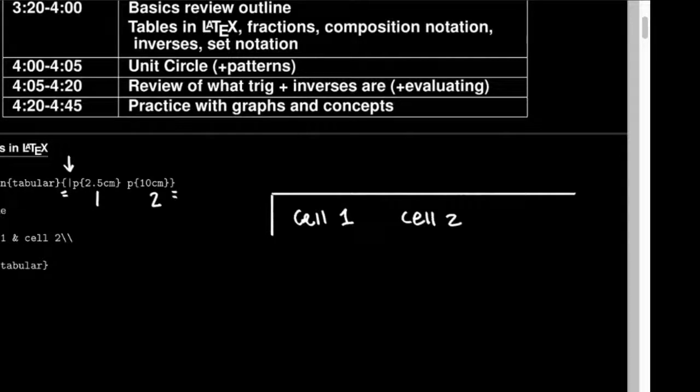So make sure that you have these things here. This means you have two columns. That's it. And then you just define how wide those columns are. If you did C and C, that just means you have two centered columns, which would make it so that this is center and this is center, and that's pretty much it.